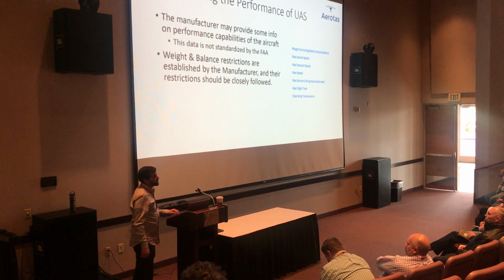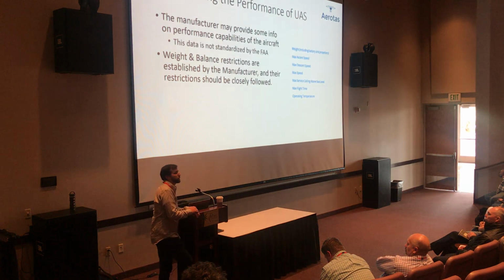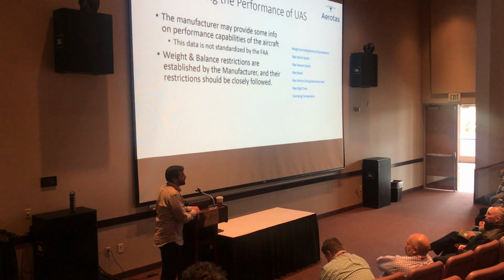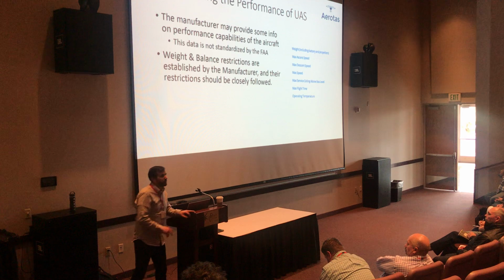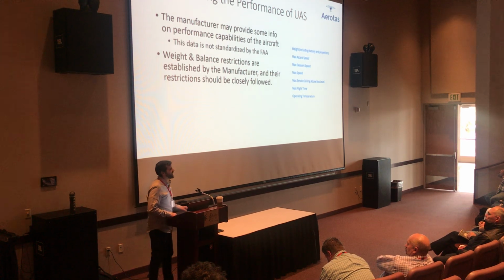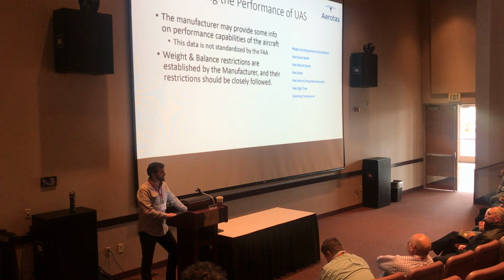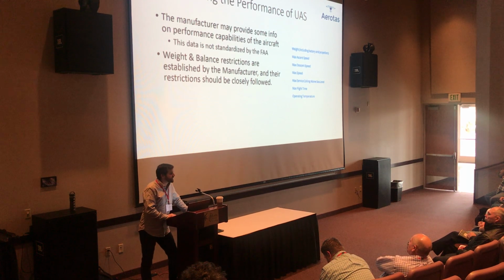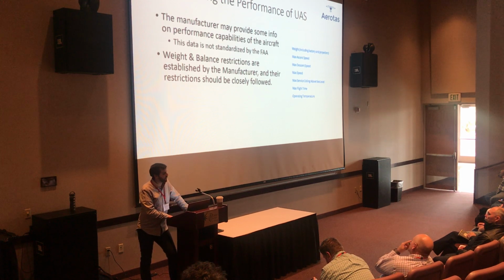But the aircraft manufacturer might say this aircraft is only rated to go 30 miles an hour, and anything beyond that will make it structurally unsafe. In that case, you cannot go above 30 miles an hour because that is the performance capability of your aircraft, and exceeding it will exceed the design specifications of the aircraft and could result in some sort of loss of control or crash. So the design specs from the manufacturer should be closely followed.